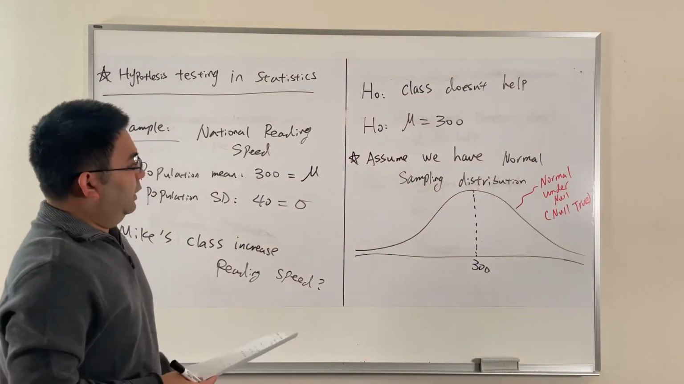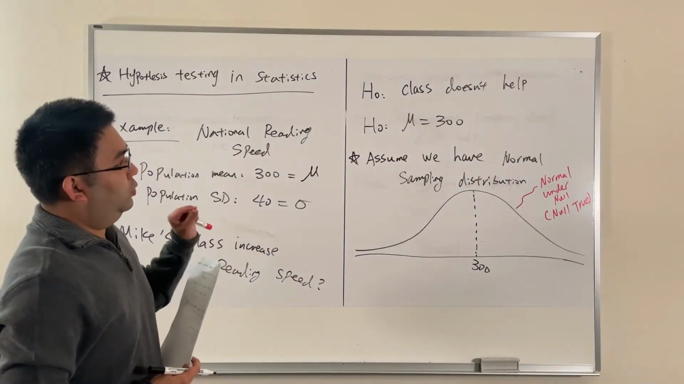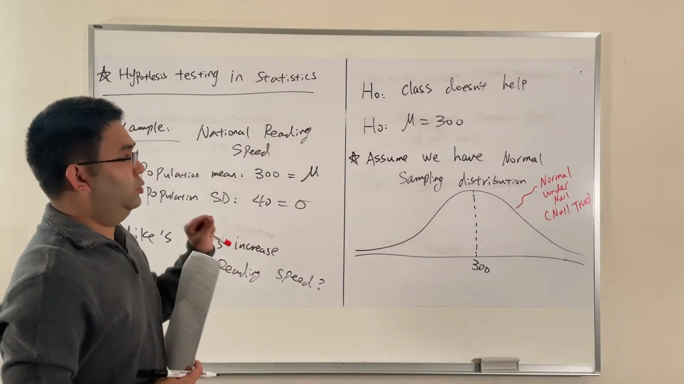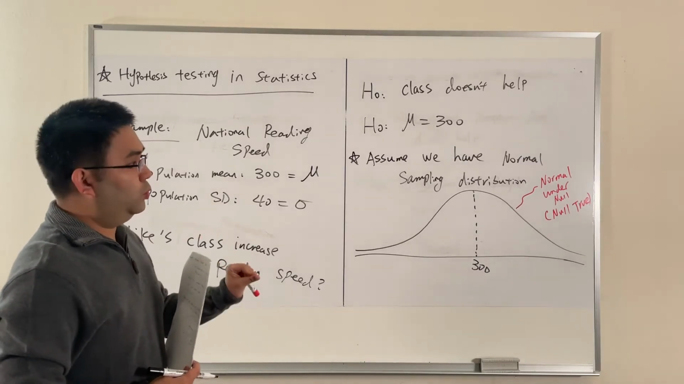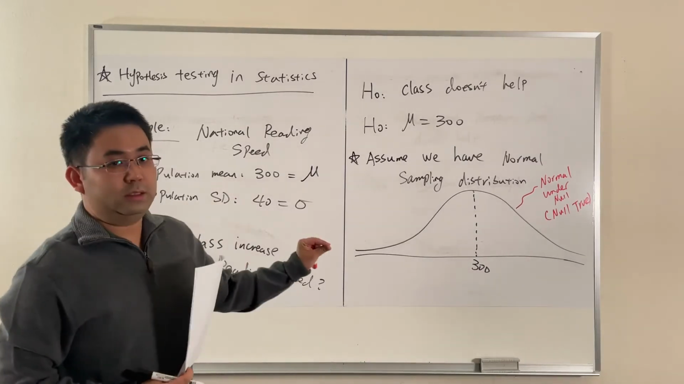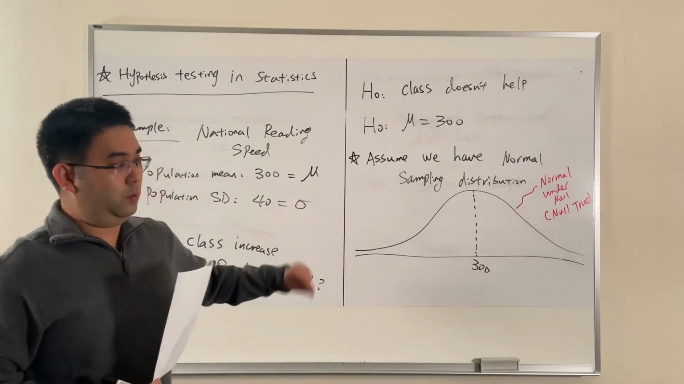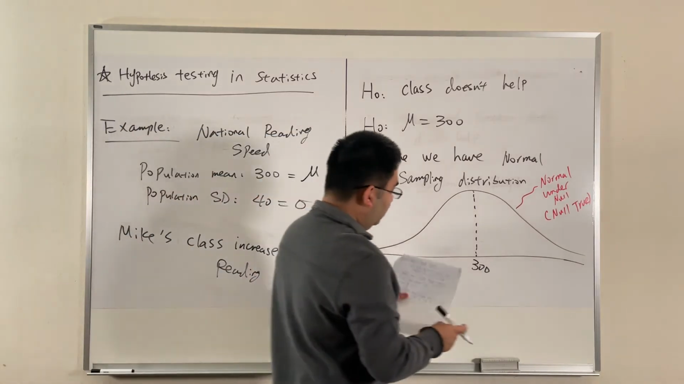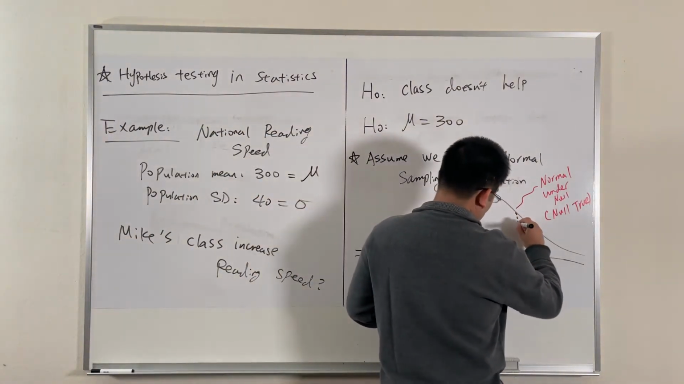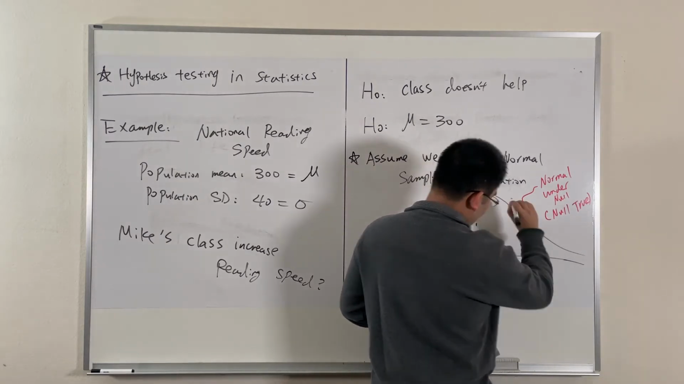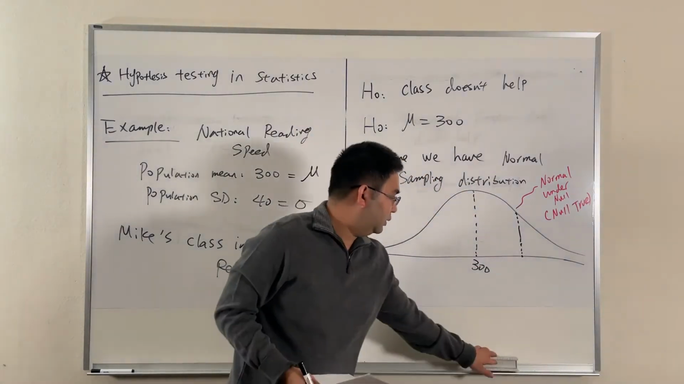Okay. And then to show if the class is helping you to improve your reading speed, what you want to do is you want to reject this. You want to say this is not correct. Okay. Let me do a line here first, okay? The line here, and I'll explain to you what this means.